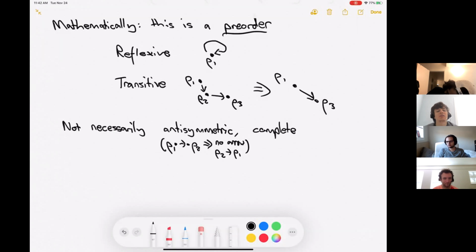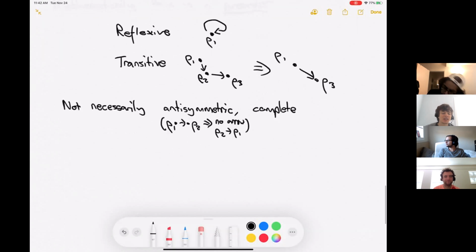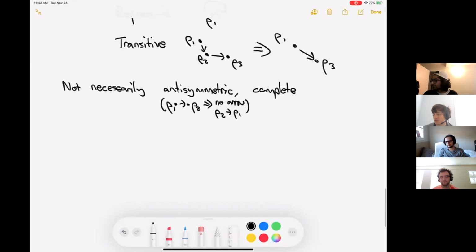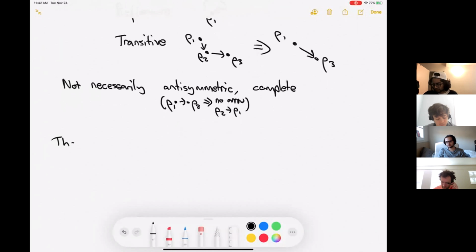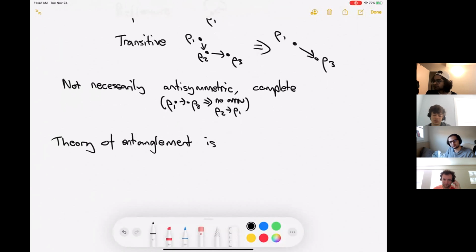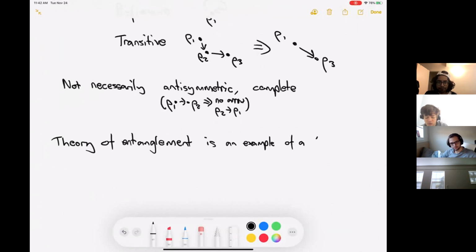So this way of defining entanglement is actually just a specific example, and in some ways possibly the single nicest example, of a very general thing that people do in quantum information, which is to define something called a resource theory. So this theory of entanglement in terms of LOCC is an example of a resource theory.